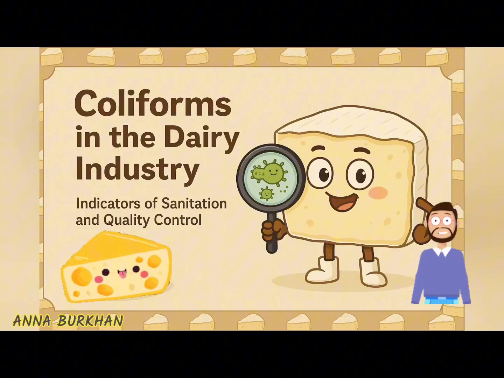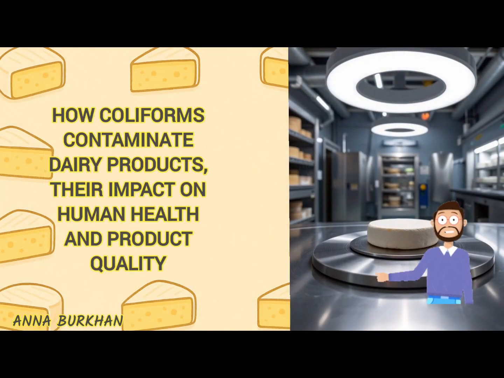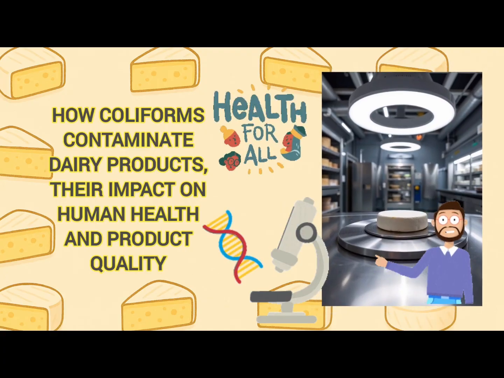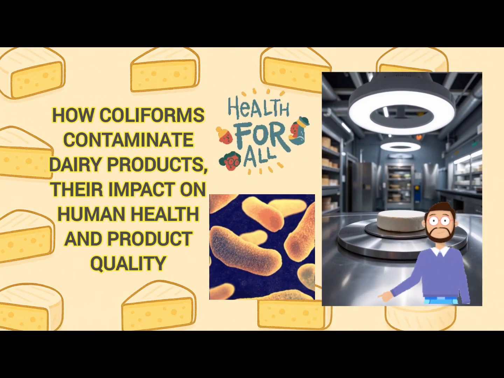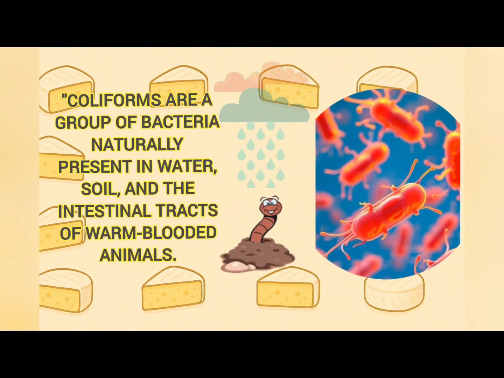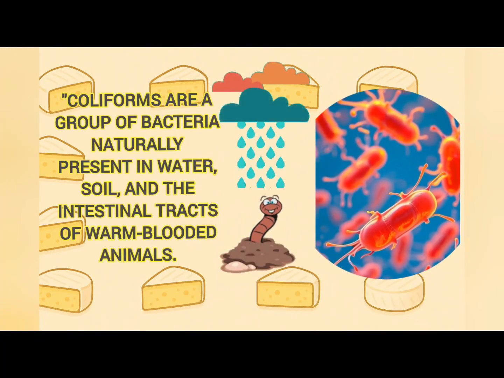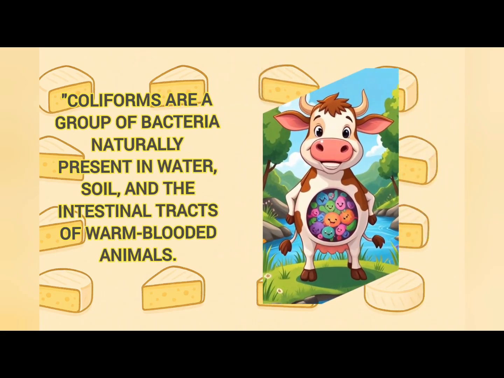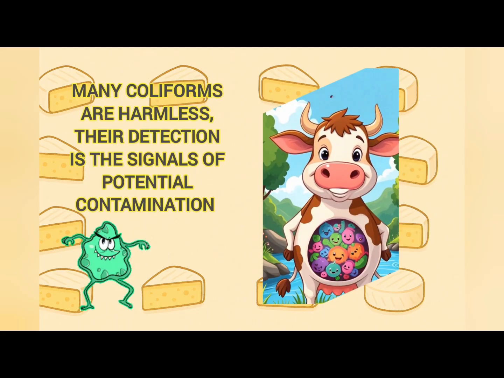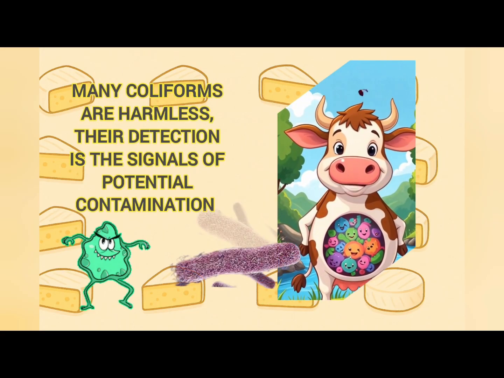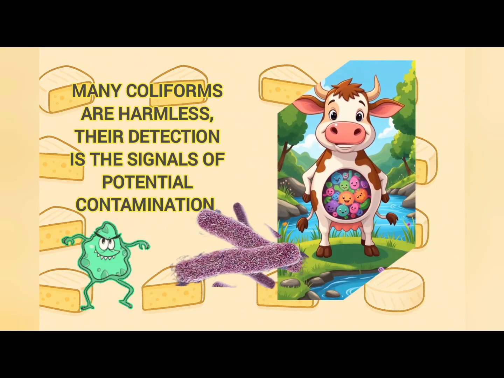Welcome to this presentation on coliforms in the dairy industry. Today we will explore what coliforms are, how they contaminate dairy products, their impact on human health and product quality, and how to control them effectively. Coliforms are a group of bacteria naturally present in water, soil, and the intestinal tracts of warm-blooded animals. While many coliforms are harmless, their detection in dairy products signals potential contamination and unsanitary conditions in the production process.